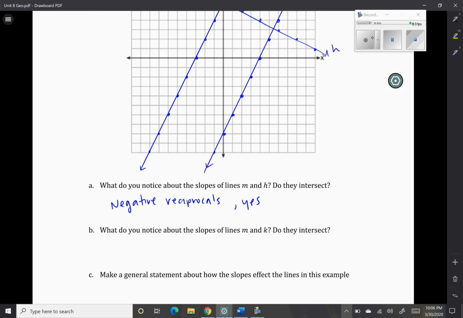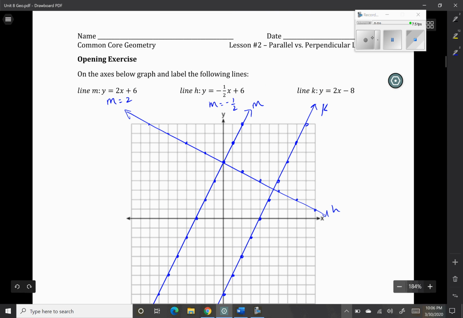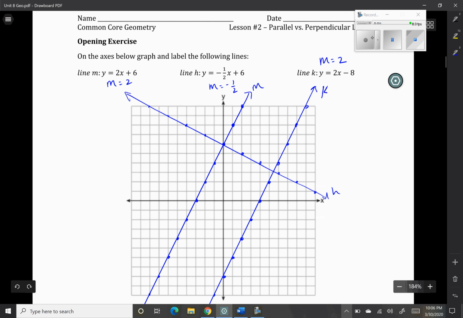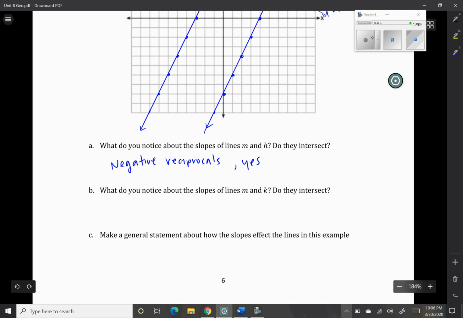Then it says, what do you notice about the slopes of M and K? Well, K has a slope of 2. So M has a slope of 2 and K has a slope of 2, so they're the same slope. And then it says, do they intersect? And the answer is no.